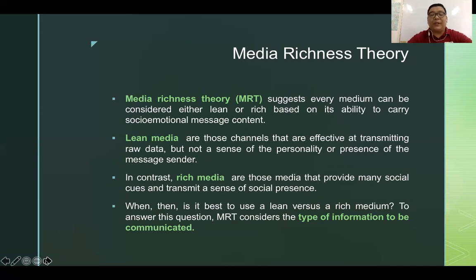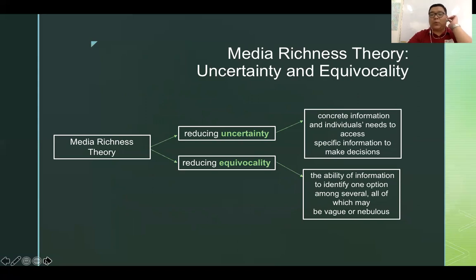Now, to answer this question, MRT considers the type of information to be communicated. Well, it highly depends, because if it's just data that you can send and can be scanned by the receiver, then you can use email as your platform or your channel. But if it needs furtherance, if it needs discussion or clarifications, then you need to have this virtual or social presence by using communication platforms such as Zoom, Google Meeting, or even video calling. So for us to better understand what MRT means, we can look at it from the perspective of uncertainty and equivocality. So here we can say that media richness theory reduces uncertainty and reduces equivocality.